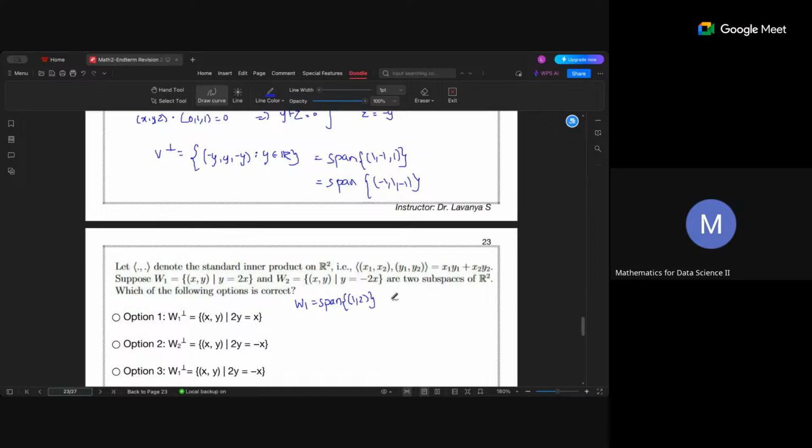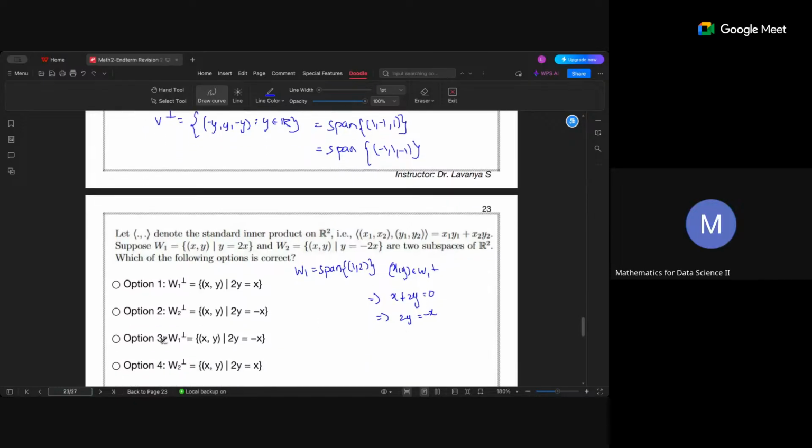So now if you are taking an x comma y in W1 perp, you will have x plus 2y equal to 0. So it means what? You will have 2y is equal to minus x. Yes, right? So which equation is satisfied? This one, right? Not this one. So this one is your W1 perp, correct? Yes, ma'am. Okay. And what about W2?